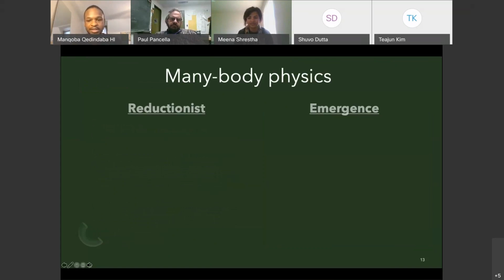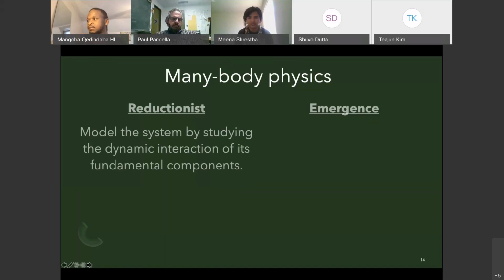Many-body physics. What can we say about many-body physics? There are 2 general schools of thought in many-body physics: the first is reductionist, and the second is emergence. I want to present this very clearly, because even if you don't get all of the other details, at least get this idea because it's very important. I think every physicist should know that. So what does the reductionist view say? It says we can model the system by studying the dynamics of the interaction of its fundamental components.